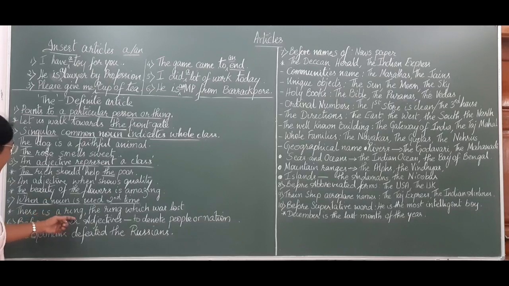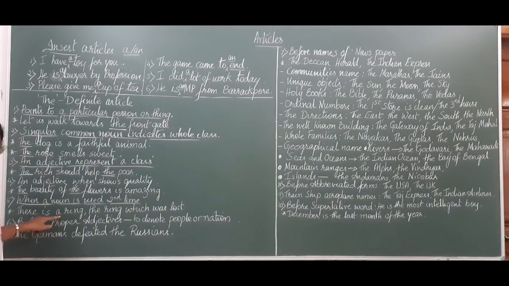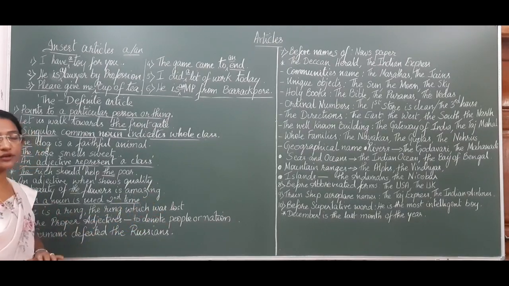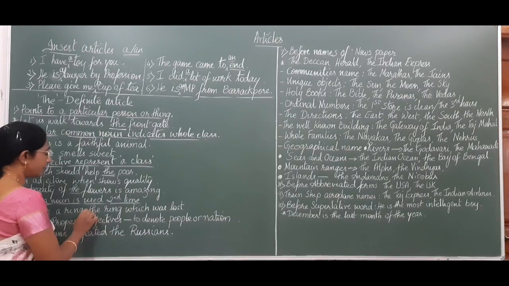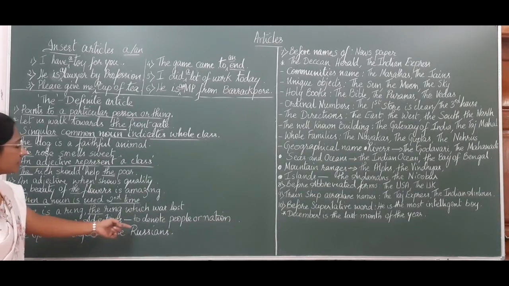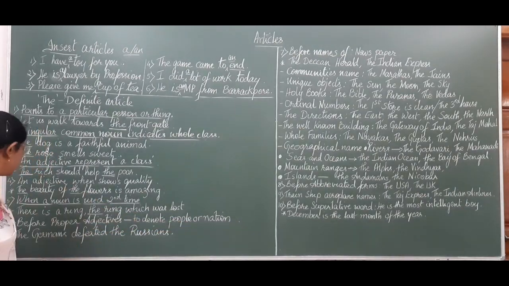There is a ring, so indefinite. There is a ring, whereas that same ring, the ring which was lost. So, you are pointing out a particular ring, then you use the definite article the. Next, before proper adjectives to denote people or nation.